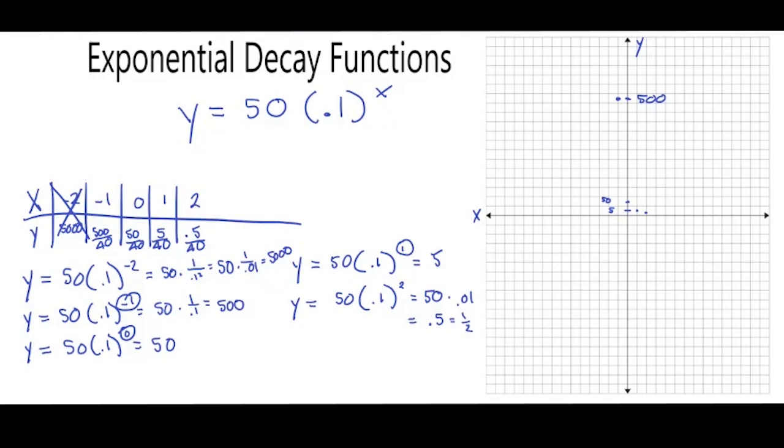All right. So now let's connect these dots and make our curve. All right. And that is how you graph the equation y equals 50 times 0.1 raised to the x power. Make sure that your lines continue with arrows. Also, be mindful that the curve never crosses below the x-axis.